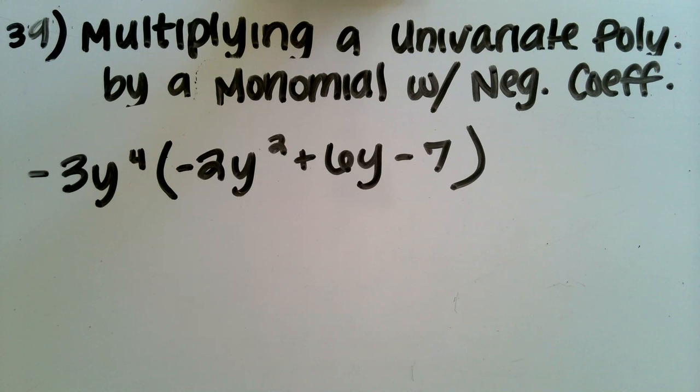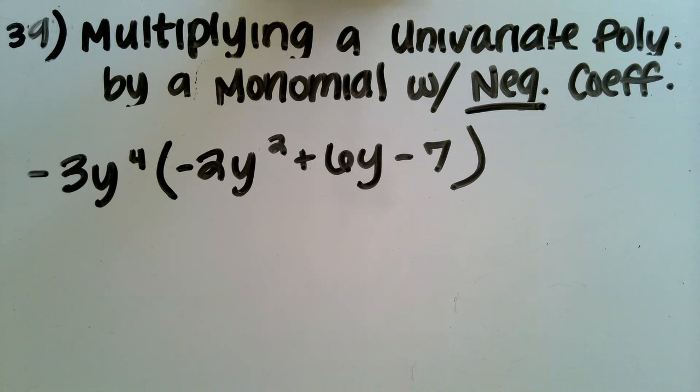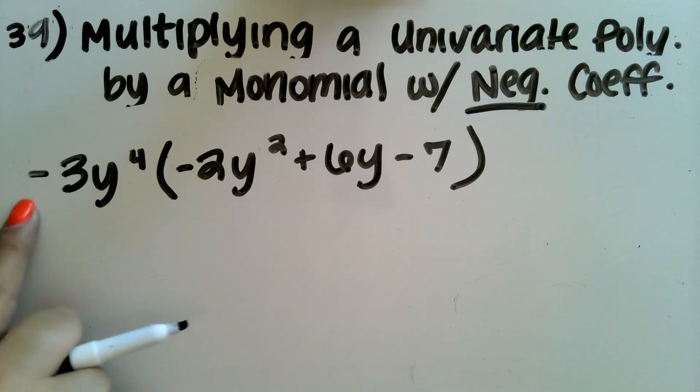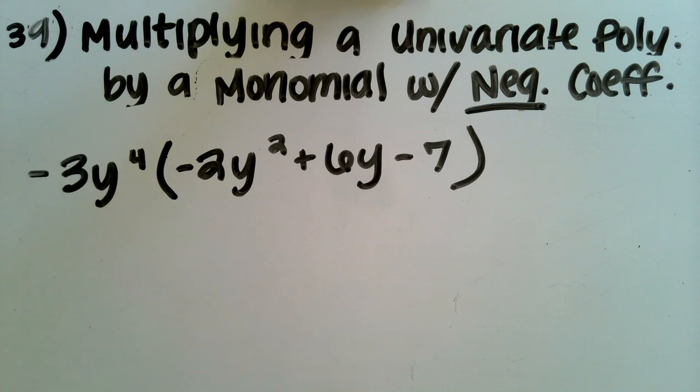Hi guys, today again we are going to be talking once more about multiplying those univariate polynomials by that monomial, but this time we're going to be including a negative coefficient. So the process is exactly the same. The only difference is that we have this negative coefficient sitting in front of our entire situation. But we're going to treat it exactly the same, okay? Let's go ahead and dive in.